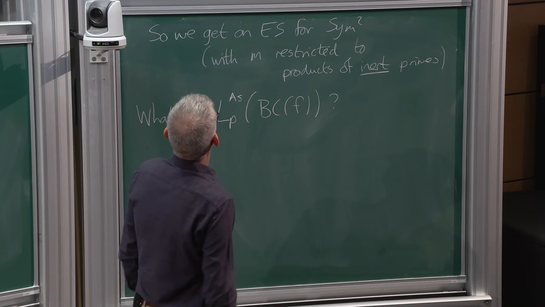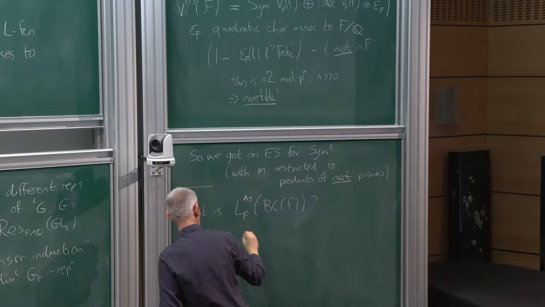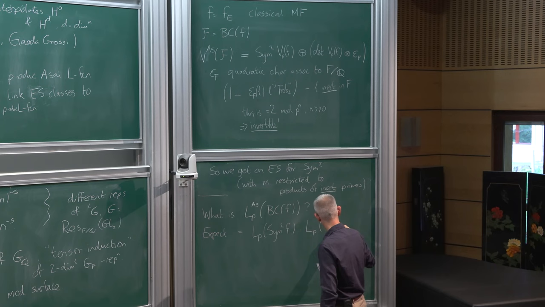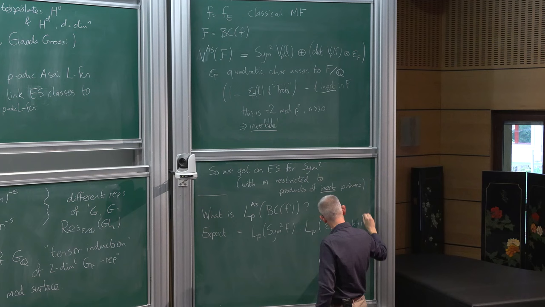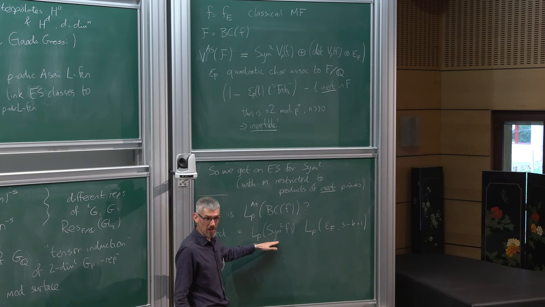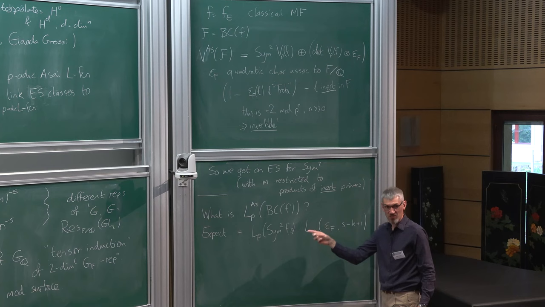So we expect a factorization corresponding to that one. So we expect this to be equal to L_p of Sym squared of f. There's a shift in the variable in this thing because there's the power of the cyclotomic character. And the problem is that this is by no means obvious. You can't just get this by comparing critical values, because this has some critical values and this has some critical values, but there are no values that are critical for both. So the factorization is highly non-obvious.